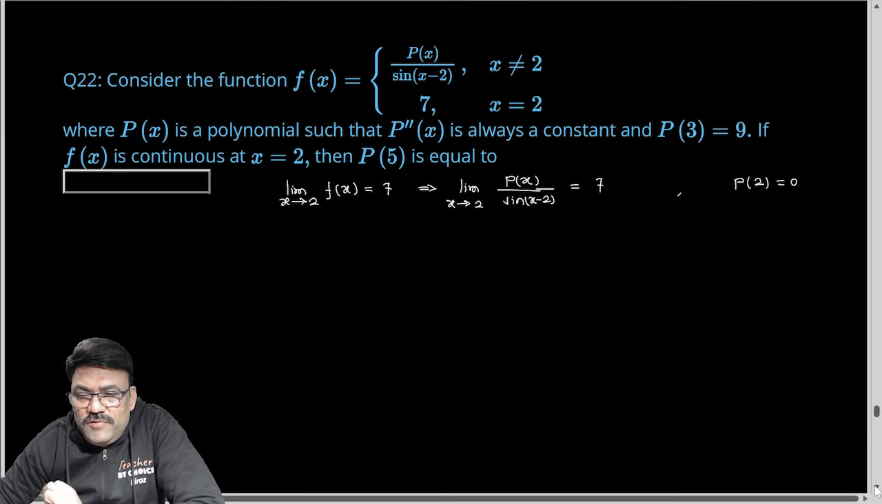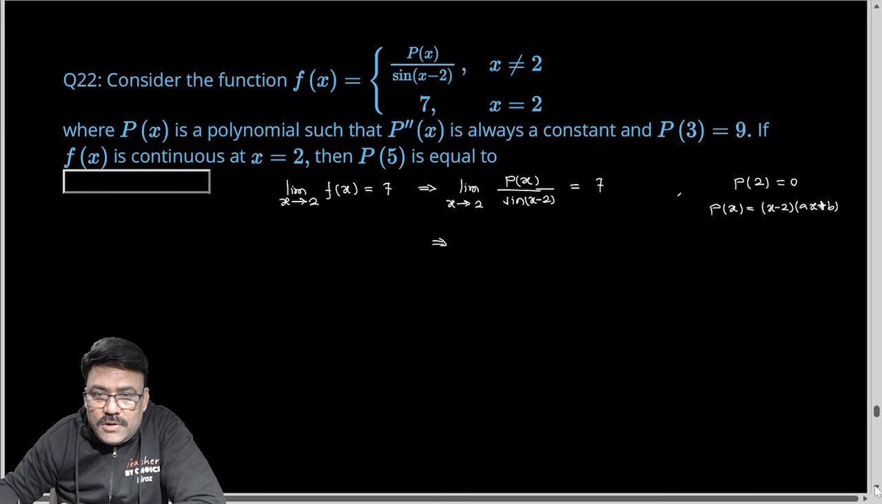And since P(2) must be 0, x minus 2 must be a factor of P(x). And P(x) is a quadratic as the second derivative is constant. So I can assume one factor will be x minus 2, and let's say its other factor is ax plus b. So P(x) is (x minus 2)(ax plus b), limit x approaching 2 of (x minus 2)(ax plus b) over sin(x minus 2).